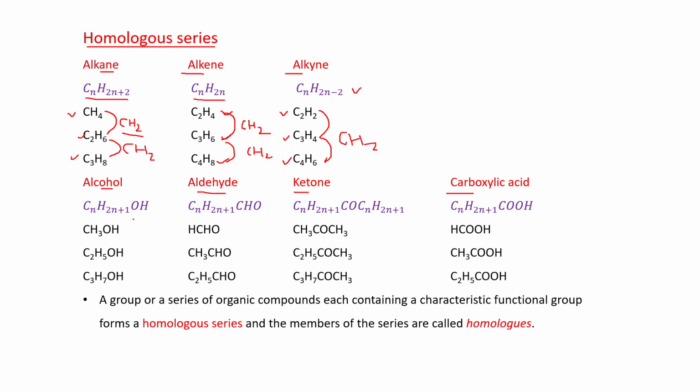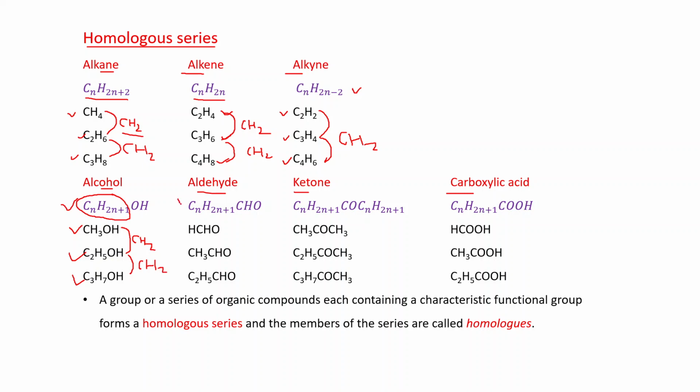Is it clear? In the same way, for alcohol, the general formula is CnH2n+1OH. Actually, CnH2n+1 represents the alkyl group. If n is equal to 1, we get CH3OH. If n is equal to 2, we get C2H5OH. In the same way, C3H7OH. Again, you see the change in the formula: from this to this, it is CH2, and from this to this, again CH2.